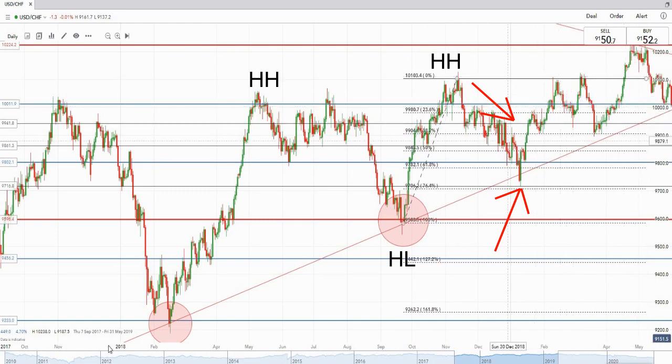Price came right back down to the trend line and this time bounced right off the 76.4% Fibonacci retracement level and formed what's known as an inverse head and shoulders pattern. And it was at this point that we could have entered a long trade.